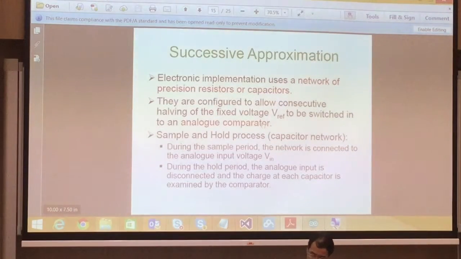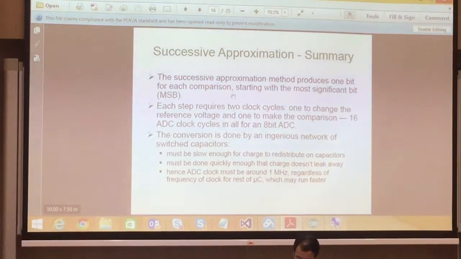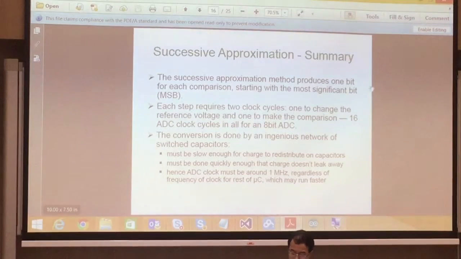Again, I don't think you need to concern how to implement this successive approximation. This is the topic for, again, chemical engineering. Okay, so the summary for the successive approximation: basically, the comparison will produce 1 bit by 1 bit. For each comparison, it will produce 1 bit, starting from the most significant bit, MSB.